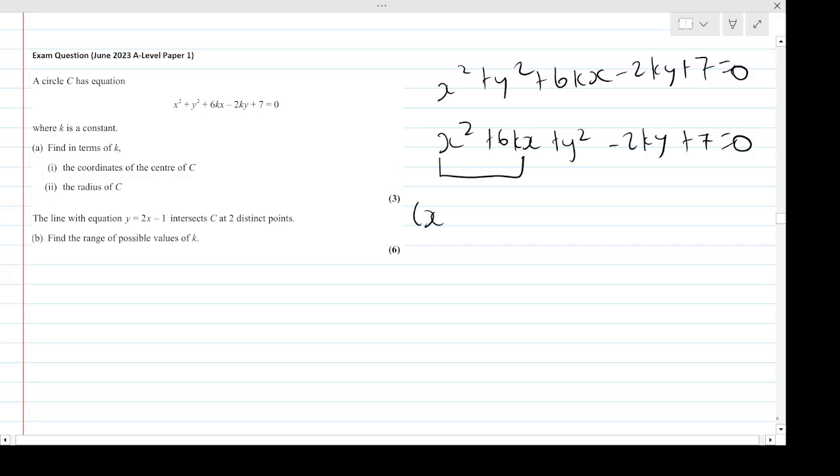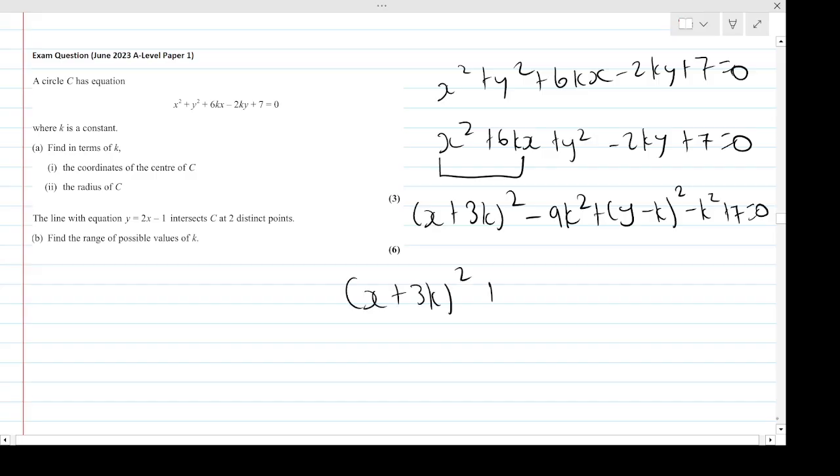Then I complete the square on the x parts first. So we're going to get x, and then half of 6k is 3k all squared. Then minus 3k all squared, that's going to get me 9k squared, okay? Then I complete the square on y, I'm going to add y, and then half of minus 2 is just minus k all squared. Then minus k squared plus 7 equals 0. Then I move the numbers to the other side. So x plus 3k all squared, add y minus k all squared. Then minus 9k squared minus k squared is minus 10k squared plus 7 equals 0.